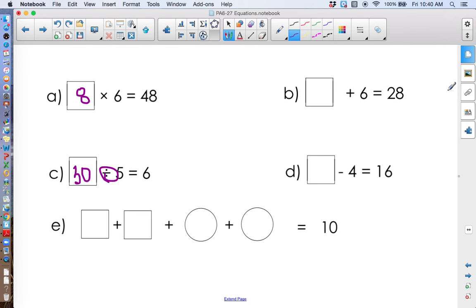Something plus 6 is going to give me 28. Okay, you can do some quick addition here, or you can subtract. 28 minus 6 gives you what? 22.